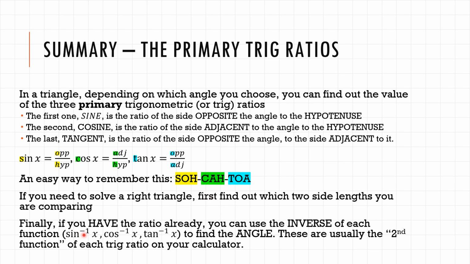The last little bit here is, if you already have the ratio, so if you know what this number is after you divide it, you can use what's called the inverse of the function. On your calculator, you'll see something that looks kind of like this. You can use that inverse function to go backwards, so you can go from the ratio to find out what the angle is. Usually on your calculator, you'll have a shift key or a second button, and then you'll just use the regular sine, cos, and tan buttons to evaluate it.